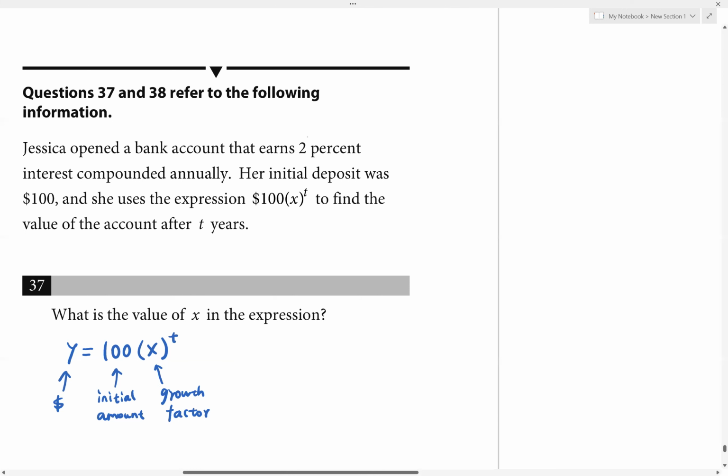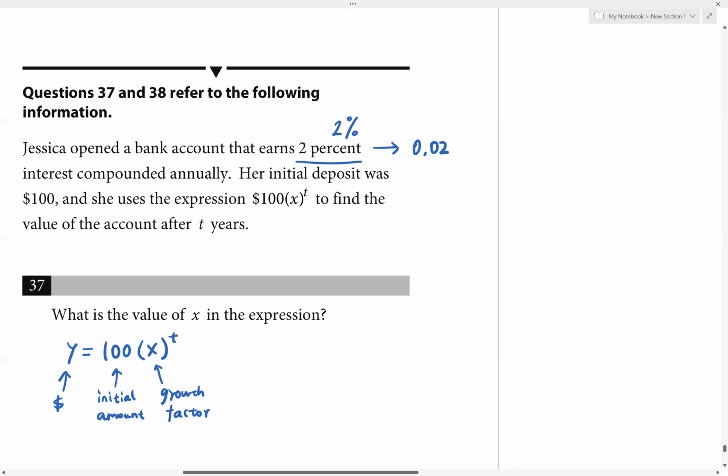So we know the value increases by 2% each year, and for 2%, we can convert it to a decimal. When you plug in a percentage for any interest rate calculation, always convert it to a decimal first. So 2% in decimal form will be 0.02. You can divide 2 by 100, and we get 0.02.